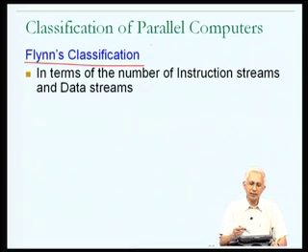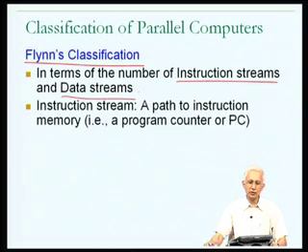And how do we understand an instruction stream and a data stream? Well, one could think of an instruction stream as being a path to instruction memory. For example, in our single processor computer, we know that the path to the instruction memory existed because there was a program counter. The single processor kept track of which instruction it was executing at a time and used the program counter as the indication of which instruction to be fetched from memory next, and hence the program counter acted as the mechanism to create a path to instruction memory.